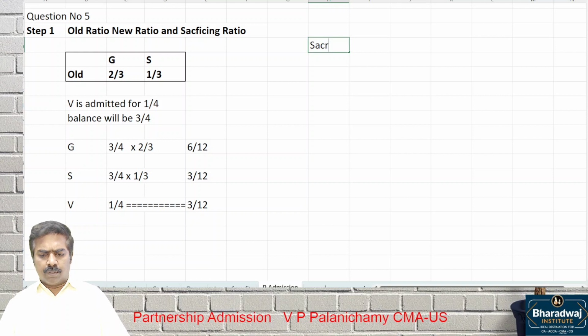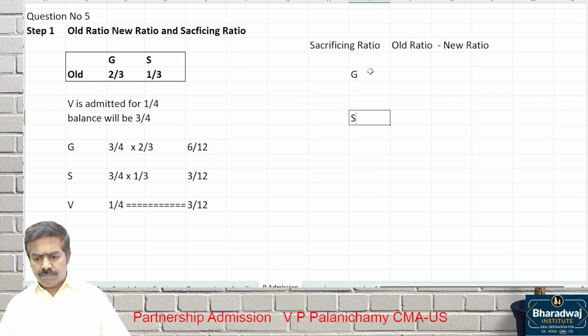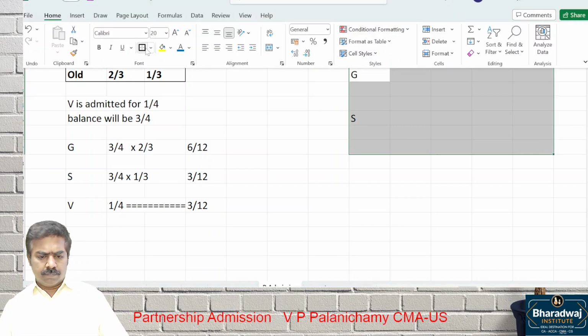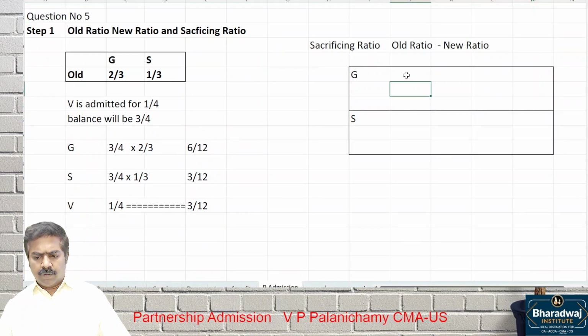Sacrificing ratio we can work out. Sacrificing ratio is nothing but old ratio minus new ratio, for G and S. What is the old ratio? 2 by 3 minus 6 by 12.